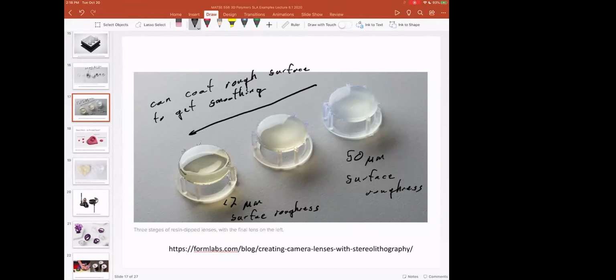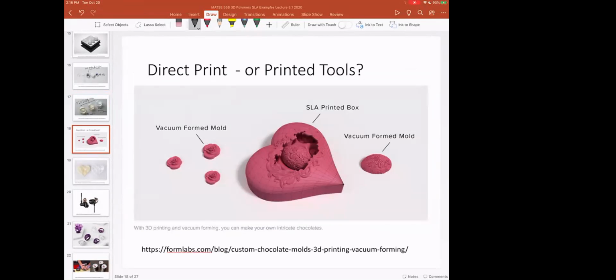So we've talked a lot about additive manufacture of materials that you might want to use in your application. One thing that we haven't talked a lot about, other than in injection molding, is to additively manufacture the mold and then use that to produce the part that you want. And so Formlabs has a nice application note on 3D printing vacuum forming molds for chocolate.